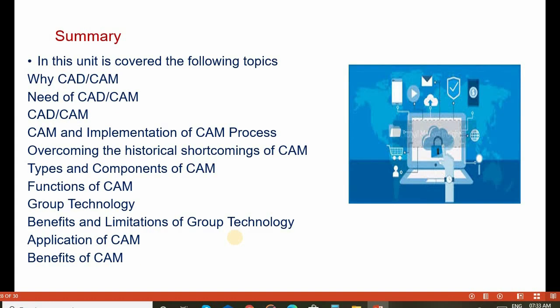Learners, so far we have covered various topics in computer aided manufacturing. Why should we study CAD-CAM? What is the need of CAD-CAM? What is CAM, and the implementation of the CAM process? What are the ways of overcoming the historical shortcomings of CAM? What are the various types and components of CAM? What are the functions of CAM? What is group technology? What are the various benefits and limitations of group technology? What are the various applications of computer aided manufacturing? What are the various benefits of computer aided manufacturing? These are the topics we have covered so far.